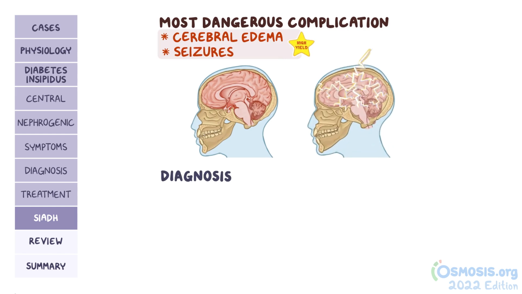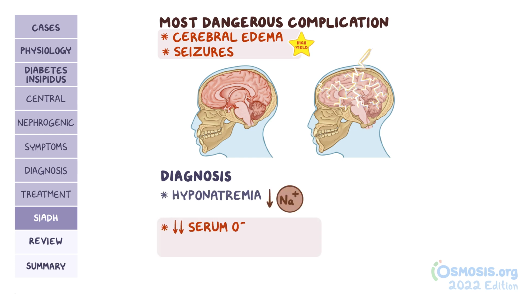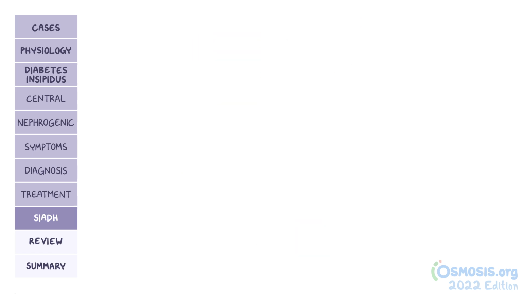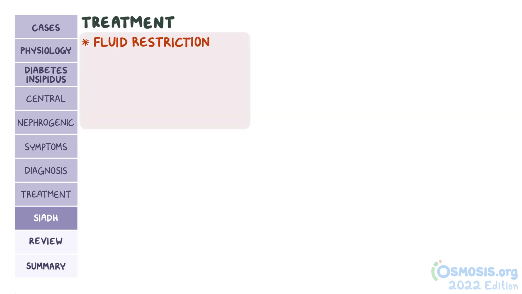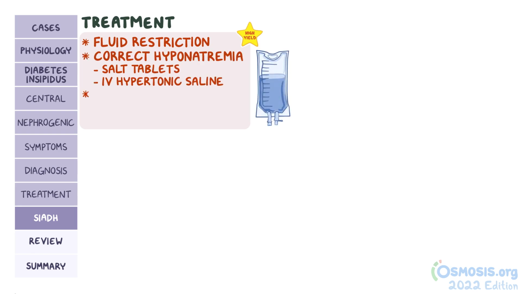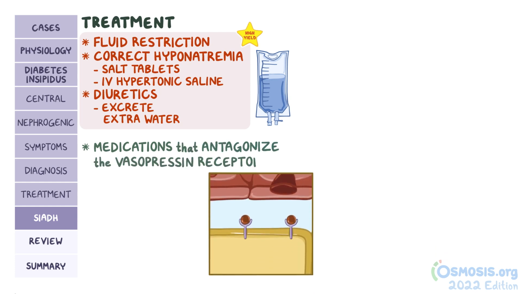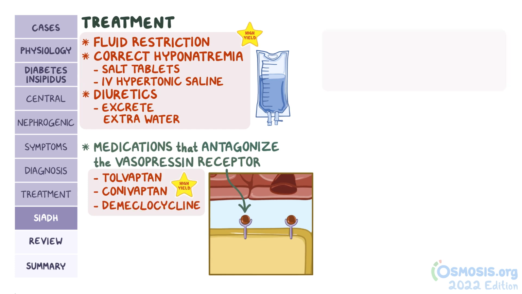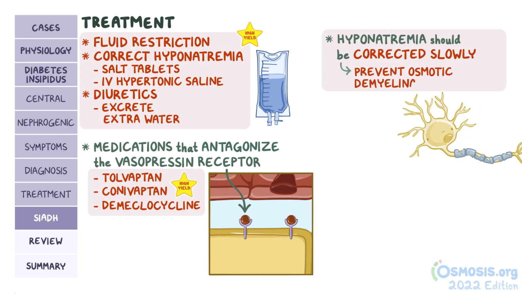For diagnosis, remember that people with SIADH will have hyponatremia, decreased serum osmolality, and increased urine osmolality. For treatment, the first step is fluid restriction, and this is very high yield. After that, salt tablets and IV hypertonic saline can help correct hyponatremia. Diuretics to excrete the extra water, and medications that antagonize the vasopressin receptor, such as tolvaptan, conivaptan, and demeclocycline, are also given. Now, keep in mind that hyponatremia should be corrected slowly in order to prevent osmotic demyelination syndrome with severe neurological consequences.